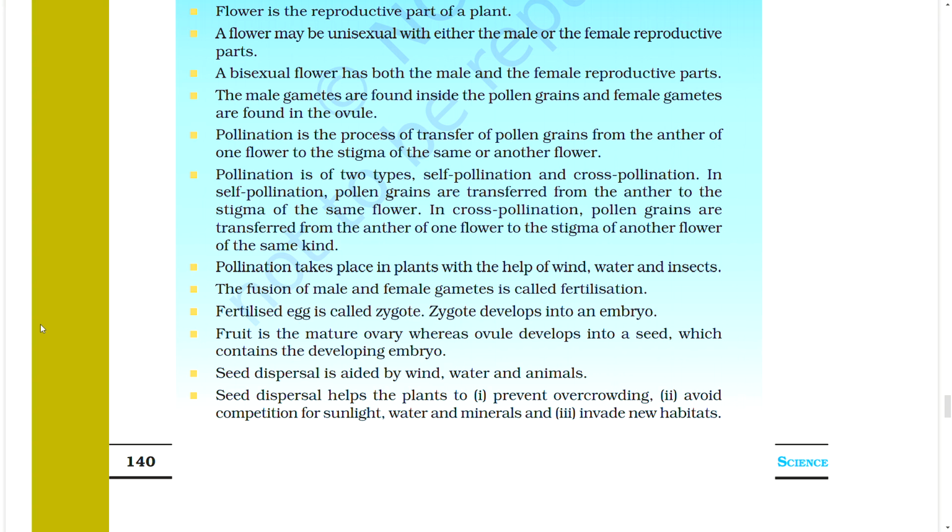Seed dispersal helps the plant to: 1. Prevent overcrowding, 2. Avoid competition for sunlight, water and minerals, and 3. Invade new habitats.